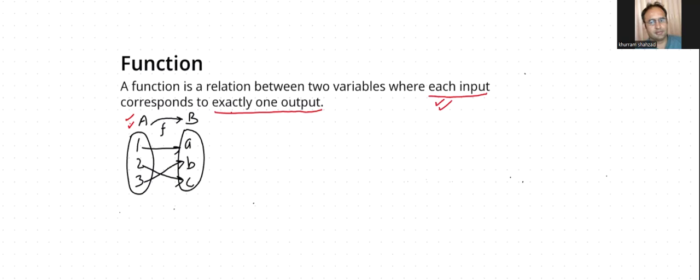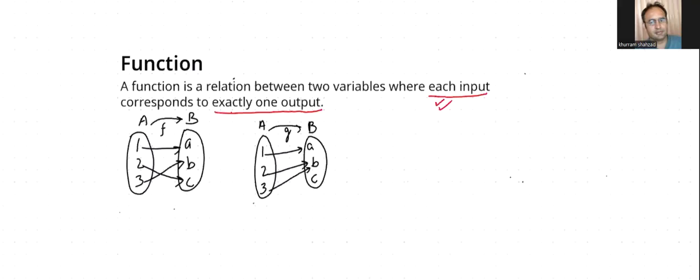Next, I'm going to explain another example of a function from A to B. 1 has output a, 2 has output b, and 3 has output c. Each input has some output and a unique output. Then 1 has one output which is a, 2 has one output which is b, 3 has one output which is also b. So this is also a function from A to B.